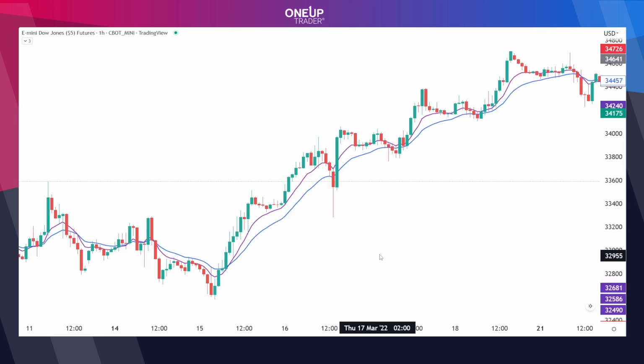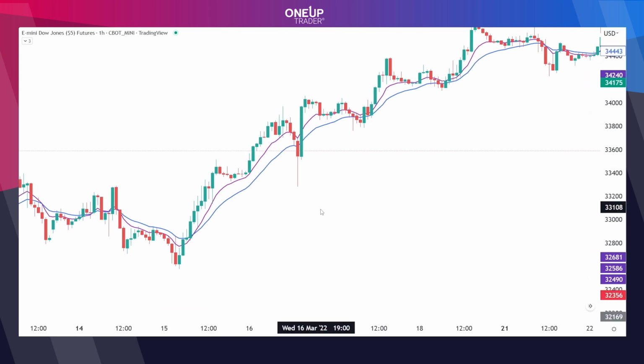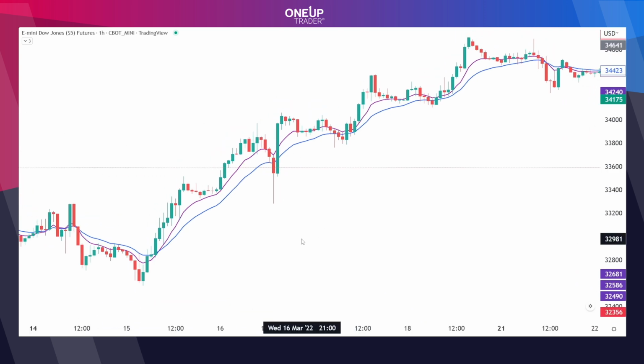And one more example for the L3 entry is this really deep pullback. The deeper the pullback in the L3 entry, as long as the 9 exponential moving average remains above the 18, is better for the system. So we see a very strong red candle that dips far below the moving averages, and we would just simply place our buy limit above that, and you can see that you get filled on the next bar.